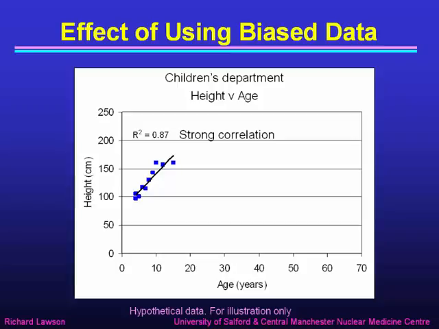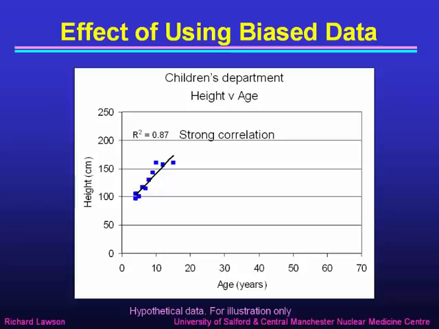Here's an example of the effect of using biased data. Supposing that we're interested in height and age, and we take the patients attending our children's nuclear medicine department. So here's a graph showing height varying between 100 and 170 centimeters for children of age between 5 and 16 years. And there it's a strong upward trend. The graph shows a strong correlation with an r squared of 0.87, showing that height increases with age in our children.